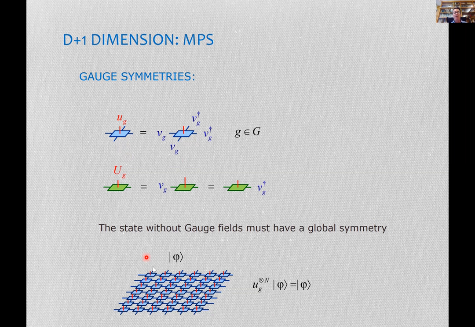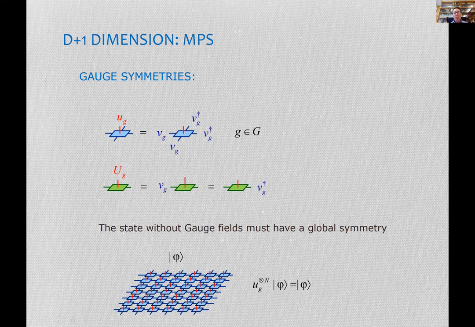So you apply the U everywhere, then you see that using these properties, all the Vs that are in the auxiliary indices will cancel each other, so the state will be invariant. So in other words, this tensor network construction of gauge symmetries tells you that if you would ignore the gauge degrees of freedom, then you will have a global symmetry.